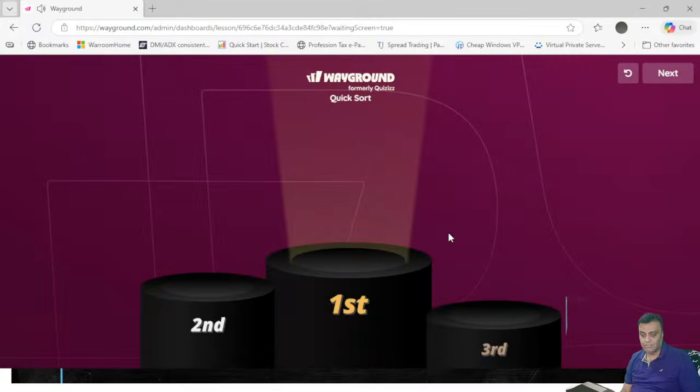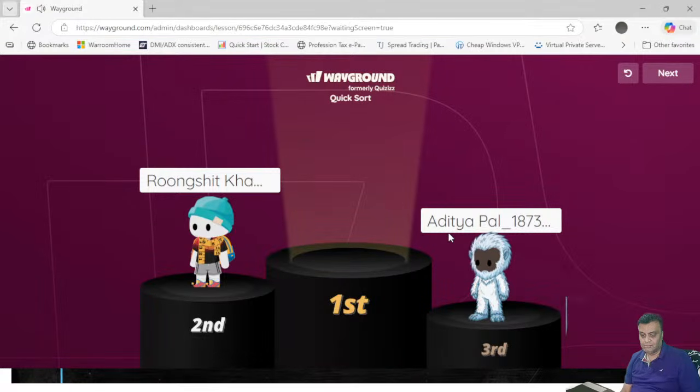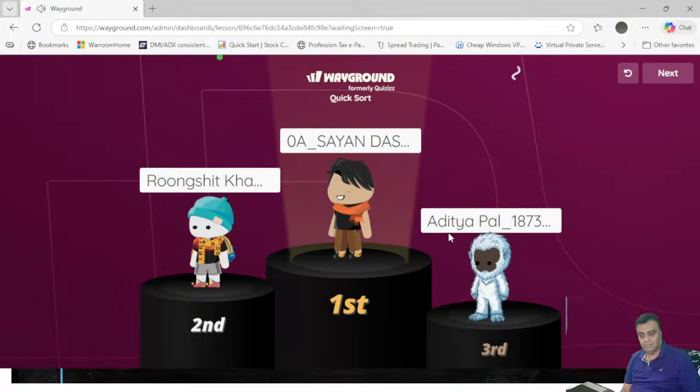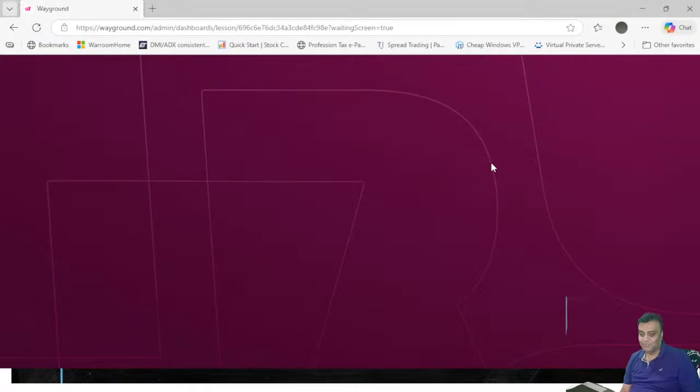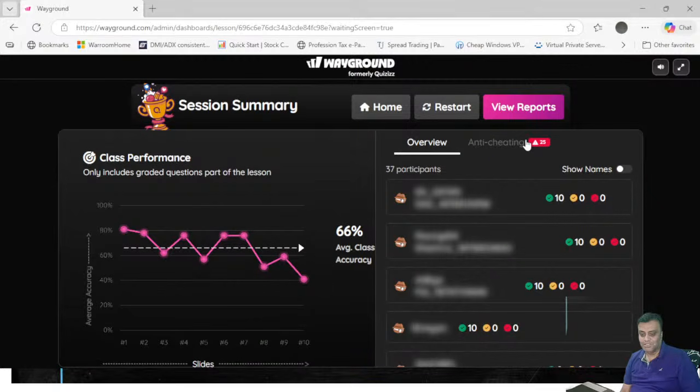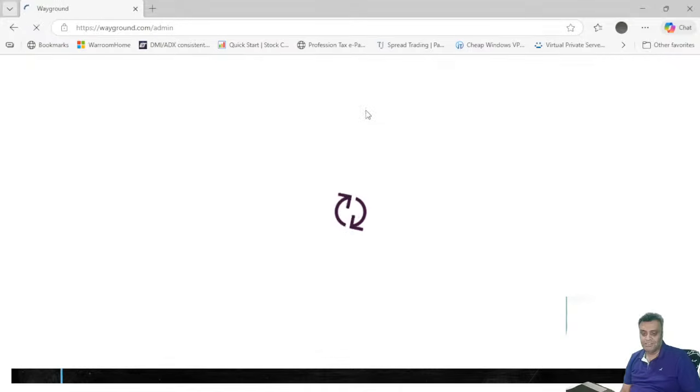Let's see. Okay, Shayan as usual, Rungshit good, Aditya good. Aditya has become a Yeti. The avatar of Aditya is kind of good. So you can see the class performance degrading as we went along the way because the questions became a bit tougher. Nothing much to worry about it. Pay attention. I'm sure you will do good.